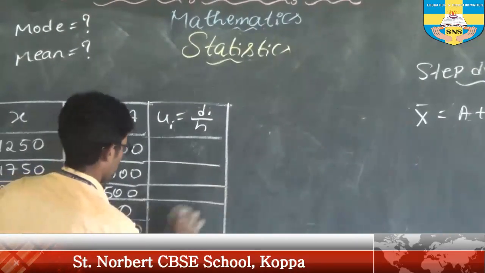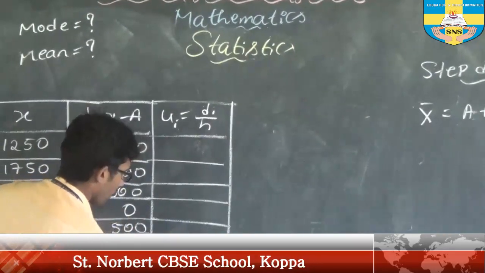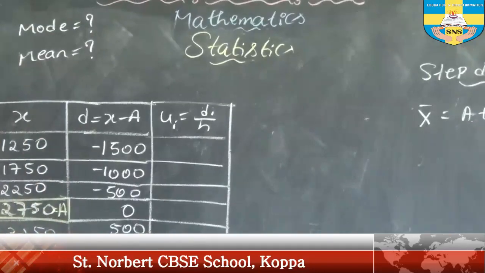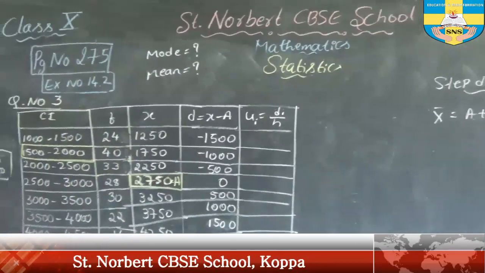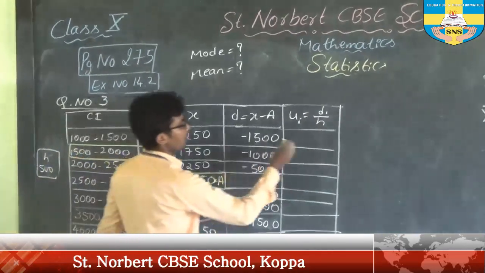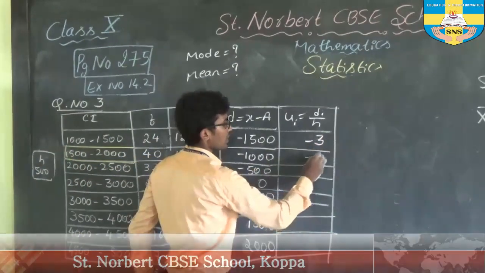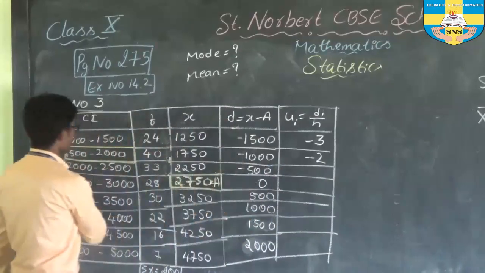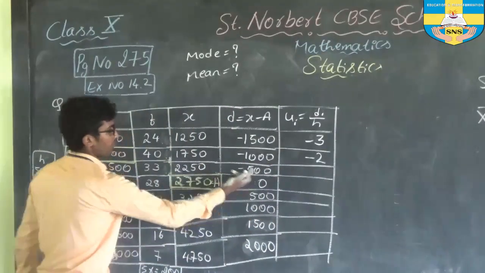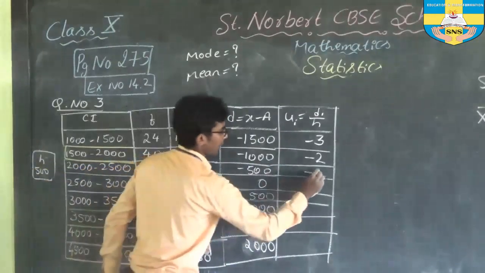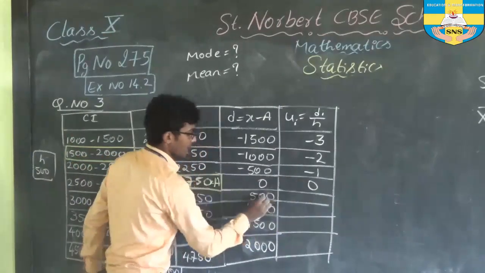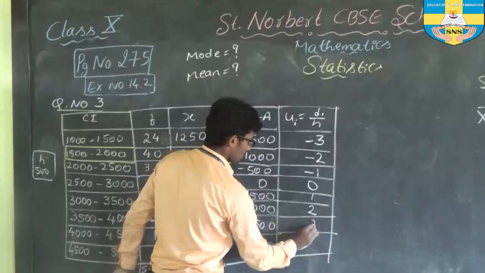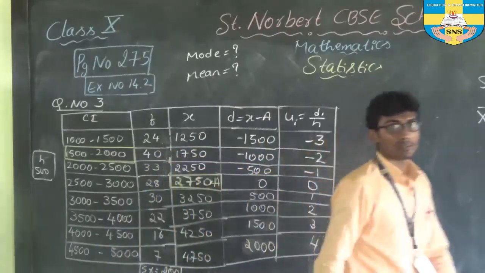So dividing with the class size, 1500 divided by 500. 1500 divided by 500 will be minus 3. 1000 divided by 500, minus 2. 500 divided by 500, minus 1. 0 divided by any number is always 0. Then you will have 1, 2, 3, 4.